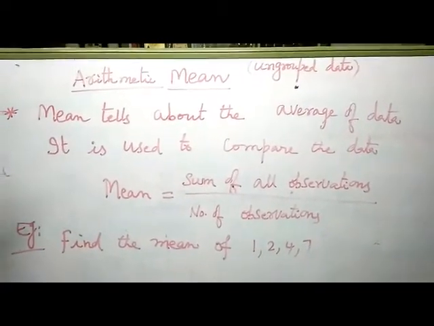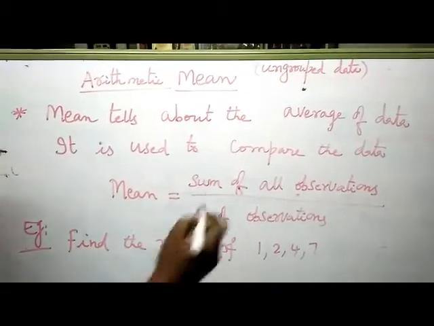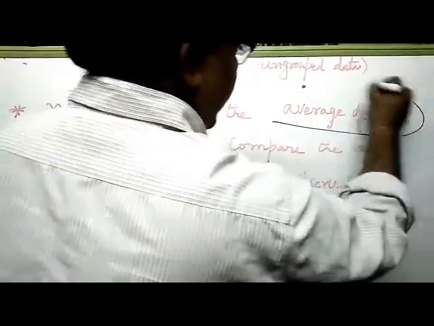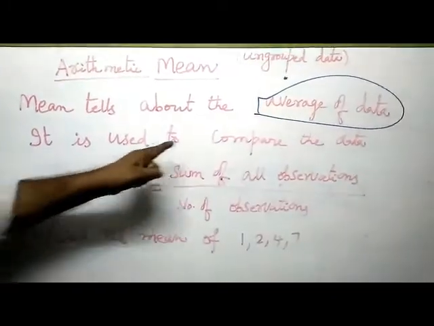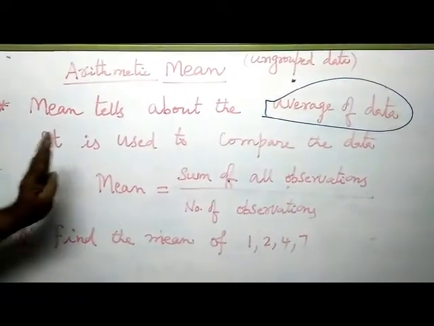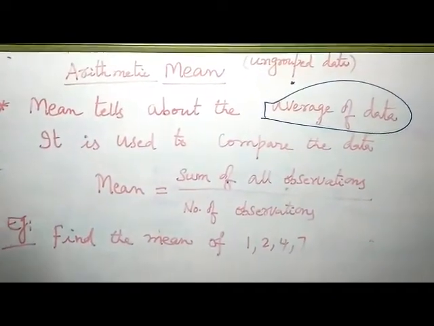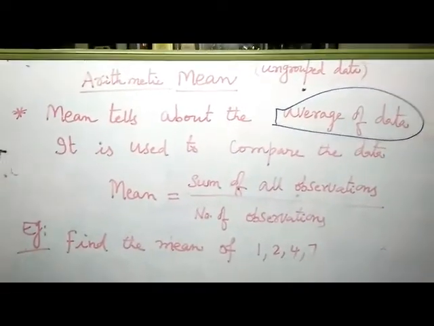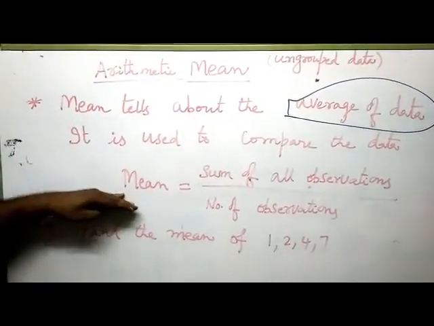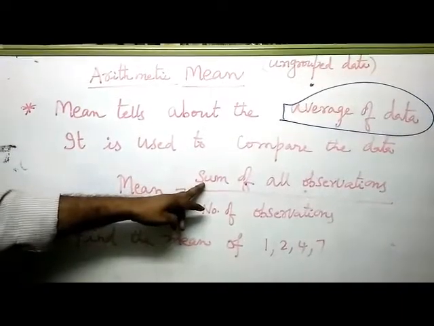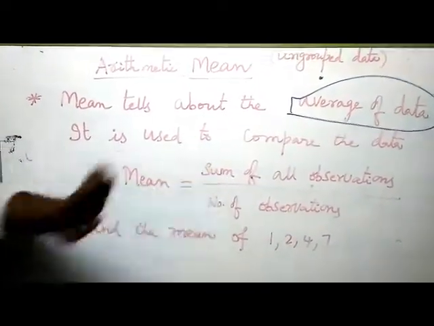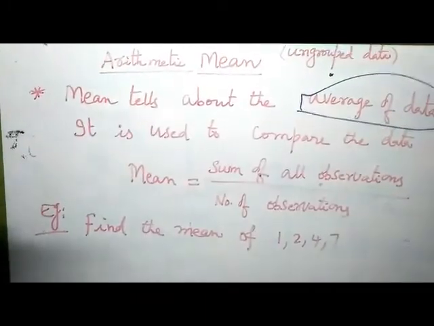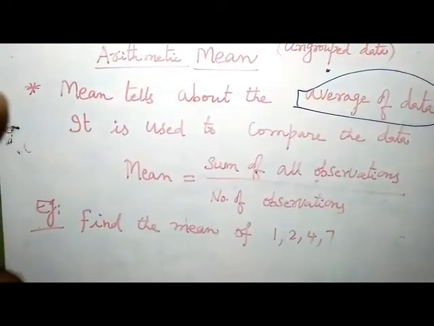Mean tells about the average of data. It is used to compare the data. To compare the data, we are using mean. The formula for mean is equal to sum of all observations by number of observations. You know very well. Once again, we are revising.